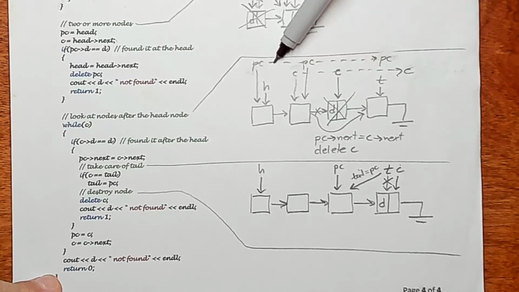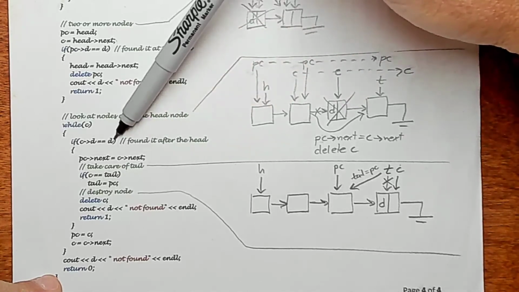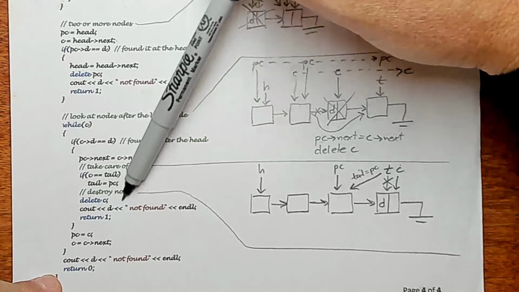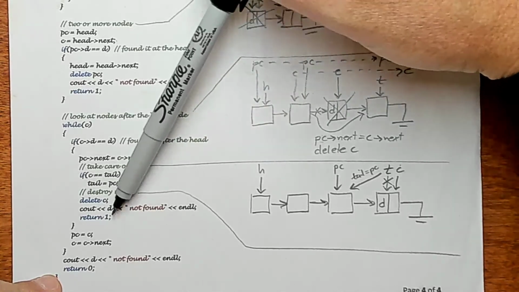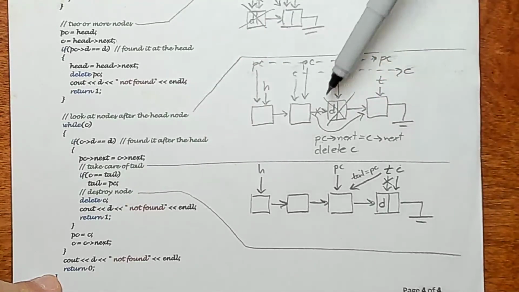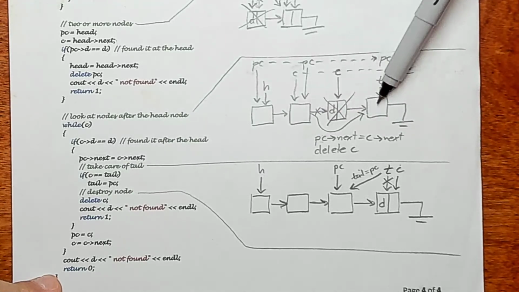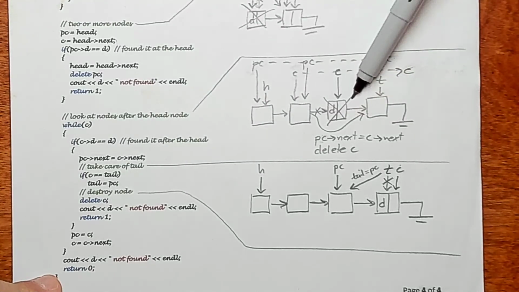So once again, PC will walk all the way down and C will walk all the way down. C will stop when it finds the data here. And at that point, you got to do some snippy stuff and then leave. What you have to do is you have to make this node here point to the node after C, then delete C, or delete the node that C points to.